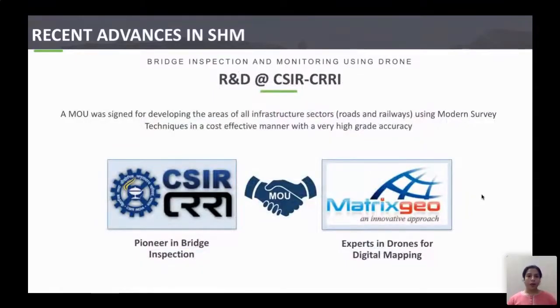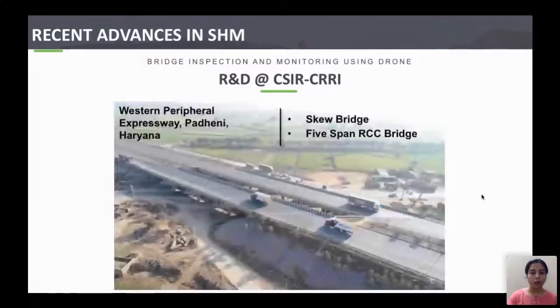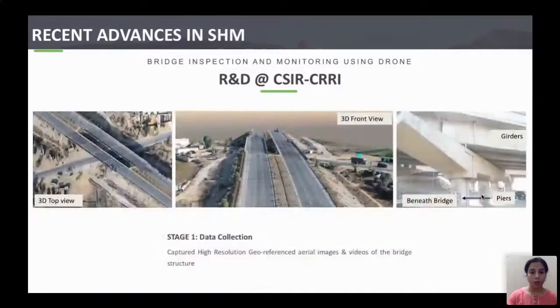Next is the R&D work which we have done in CRRI. We, along with our industry partner, are developing a drone which can do both the visual inspection as well as the NDT, where in NDT we include the rebound hammer and the UPV. The first phase which we have completed. So this is the bridge which we considered for our study.